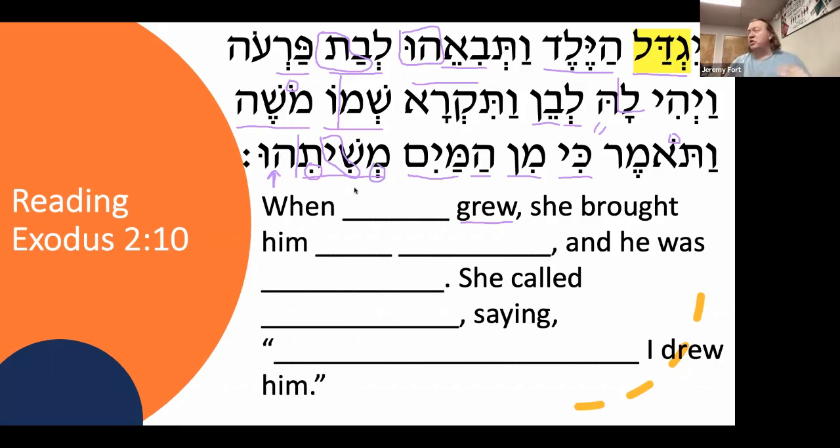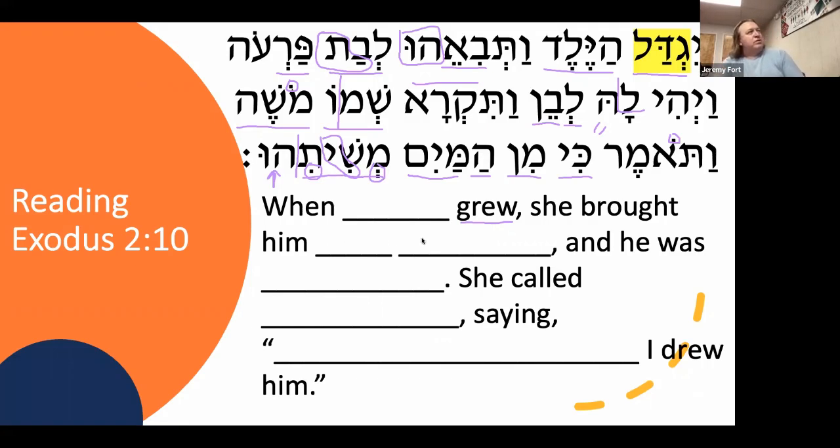Which is strange because she didn't actually go draw him out. One of her servants did, right? But it's an intense form. I'm calling him this because I drew him out. She gave the command, so it's as good as her doing it because she's the daughter of Pharaoh. She's a princess in this case. When the child grew, she brought him, this is the daughter of Pharaoh, she brought him.